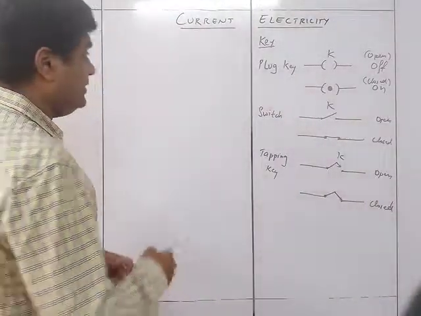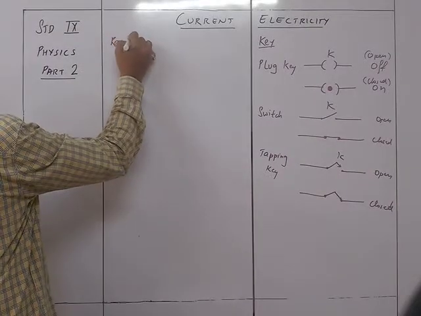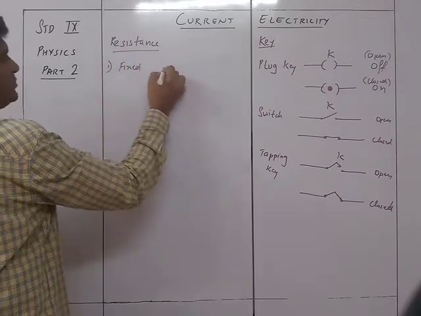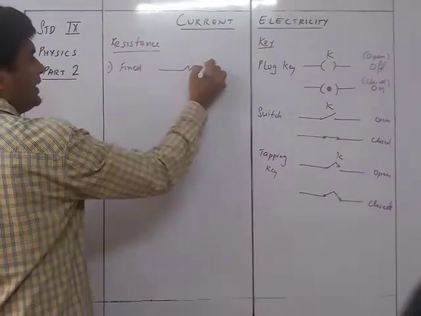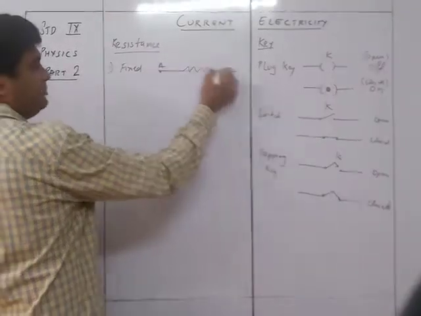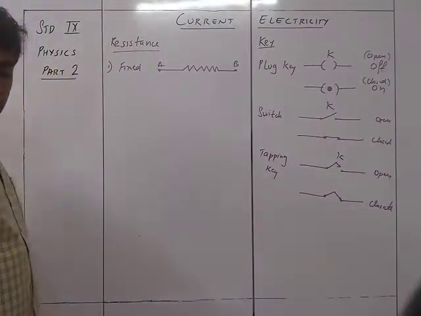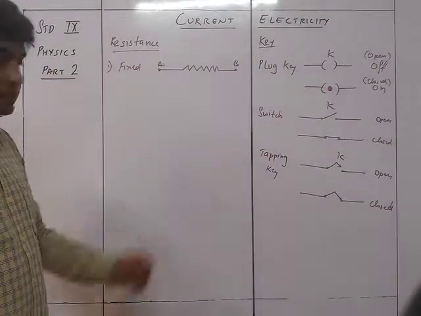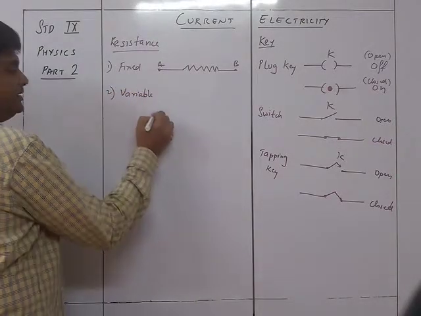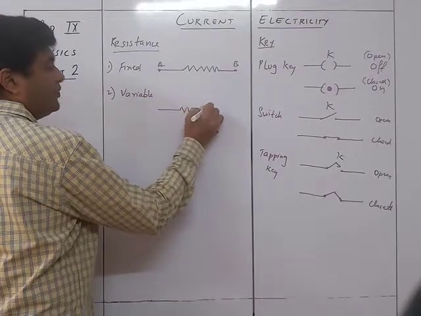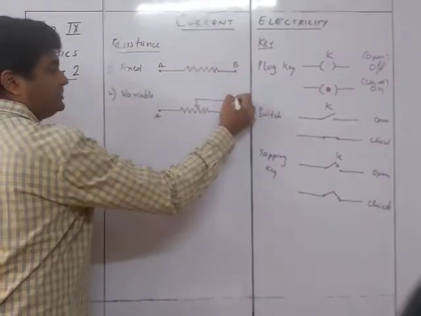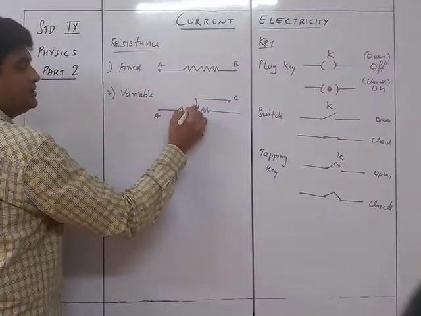Now resistance will be given in this form. The first one will be the fixed resistance, which is just a normal zigzag line, with the 2 points A and B. This is called the fixed resistance. In the case of variable resistance, it can be connected this way. There will be this particular kind of resistance, and then there will be this jockey. If you connect from A and C here, then this is the resistance we are talking about.